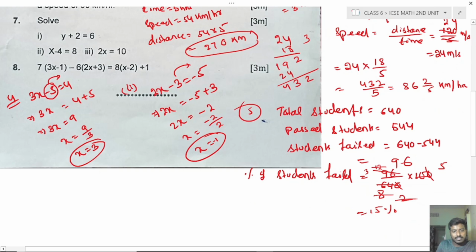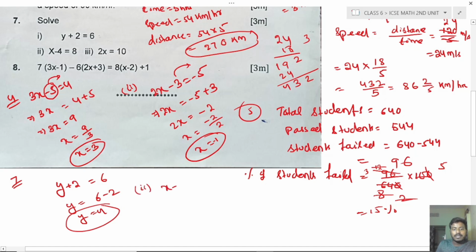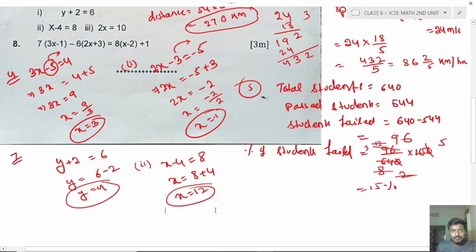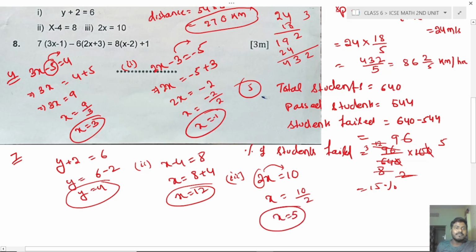Now next question, question number 7. y plus 2 equal to 6. So y how much? Now 6 minus 2, that is 4. Next, x minus 4 equal to 8. So x equal to 8 plus 4, that is 12. Understand? Next question. Third, 2x equal to 10. So x how much? Now it is multiplied, that's why it will be divided. 10 divided by 2, that is 5. So x equal to 5.